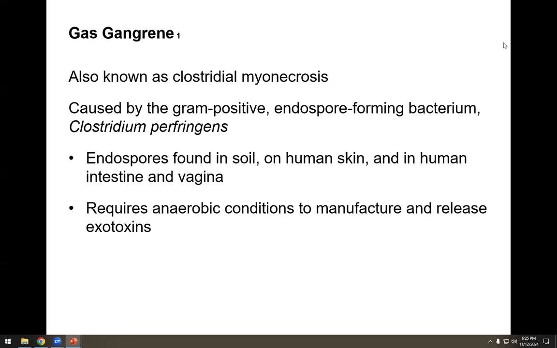All right, next is gas gangrene. This is clostridial myonecrosis caused by the bacterium Clostridium perfringens. Clostridium, being Clostridium, just like Bacillus, is an endospore-forming gram-positive bacterium. So these guys are also anaerobic, and they require anaerobic conditions in order to produce the exotoxins that lead to the presentation of the disease.